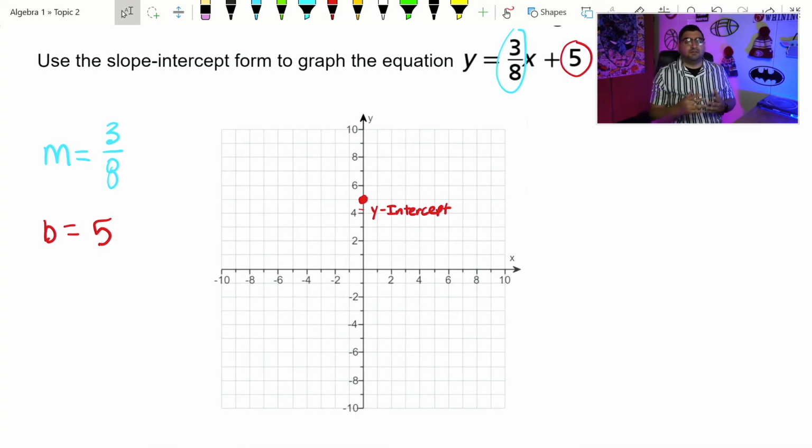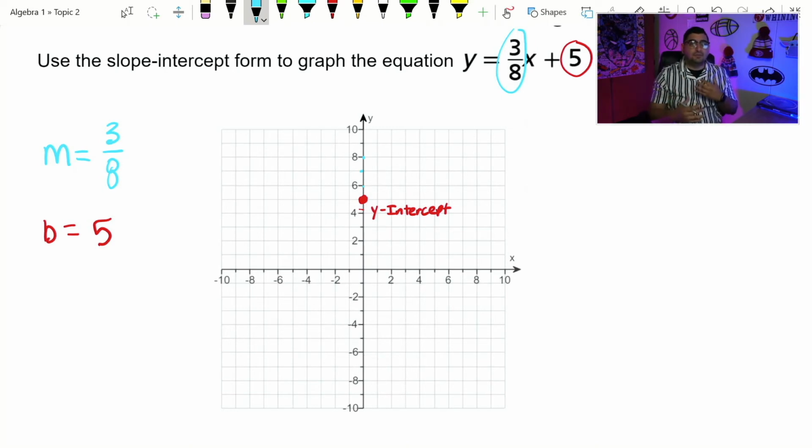Now, we use our slope by counting. The number on top represents how far up or how far down I need to go. If that number is positive, I climb up that number of spaces. If it's negative, I'll climb downwards from my y-intercept until I've reached that value. So in this case, the number above it is 3. So I'm going to climb up 3 spaces. 1, 2, 3.